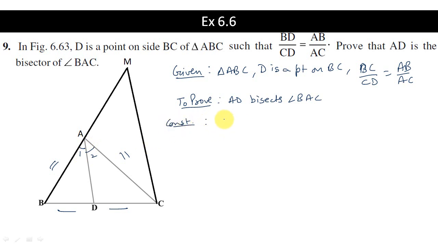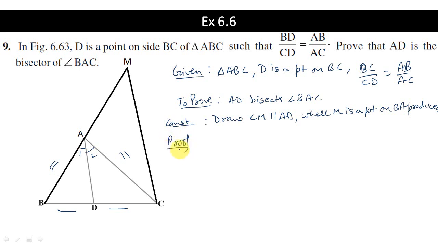So construction is: draw CM parallel to AD, where M is a point on BA produced. When we produce BA, there is a point M on it.